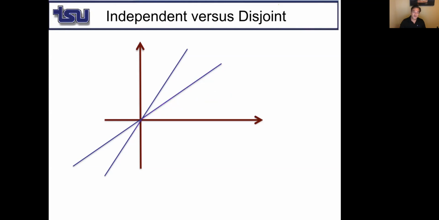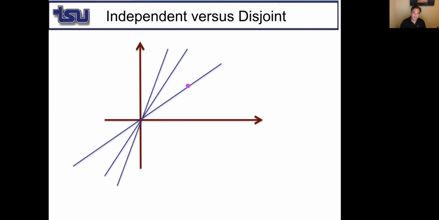So these two lines are disjoint because they only intersect at the origin, but they are also independent. For example, if you take a point in this line, there is no way that this point can be written as a linear combination of points from the other line. There is no way for that.